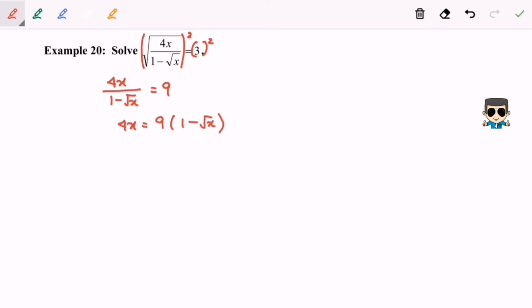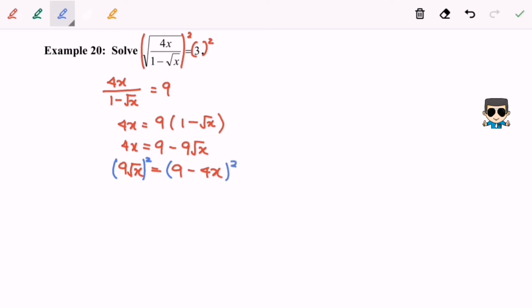Third step, I'm going to expand. So we will have 4x equals 9 minus 9 square root of x. Step number 4, I'm going to rearrange. So 9 square root of x is equal to 9 minus 4x. Next, I'm going to square both sides for the second time in order to eliminate the surd.